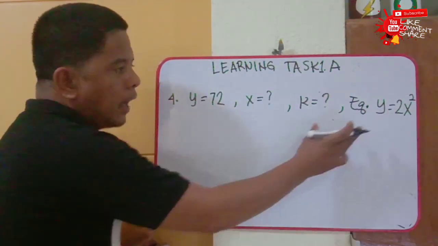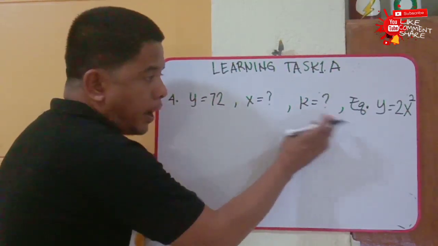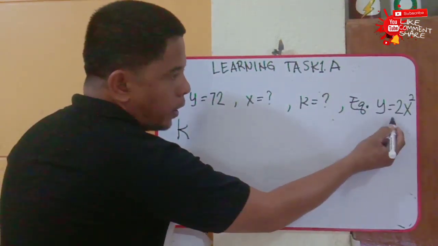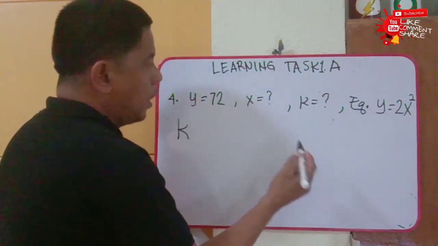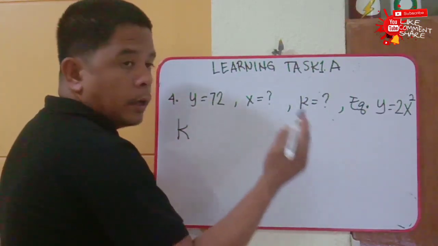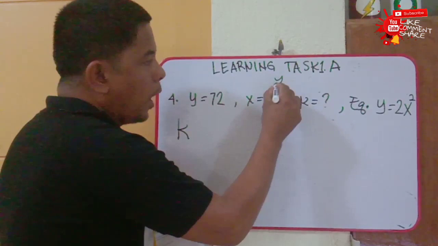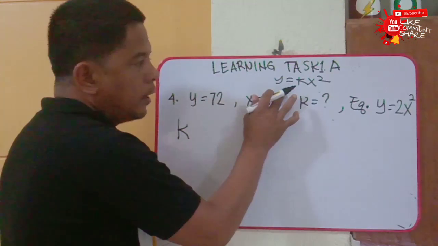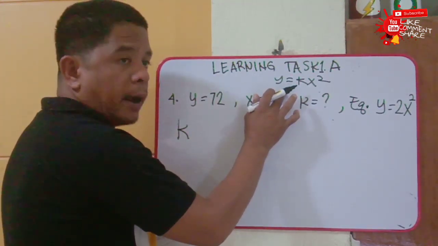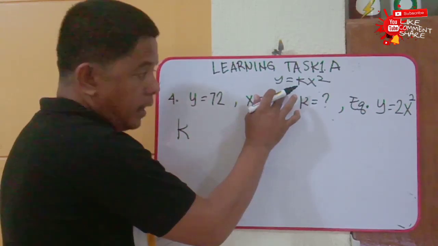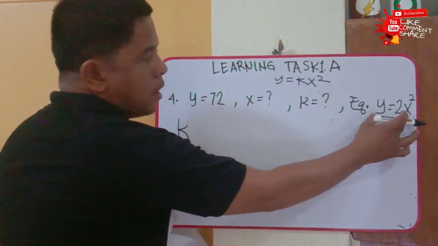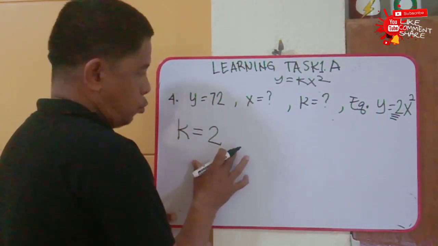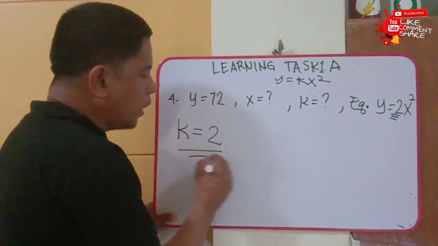In this case, napakadali na makuha yung k kung given ang equation. Remember that the formula of the direct variation is y equals kx squared. Here, y varies directly as the square of x. So, eto na yung constant. Ang constant natin is k equals 2. Okay, so k equals 2.